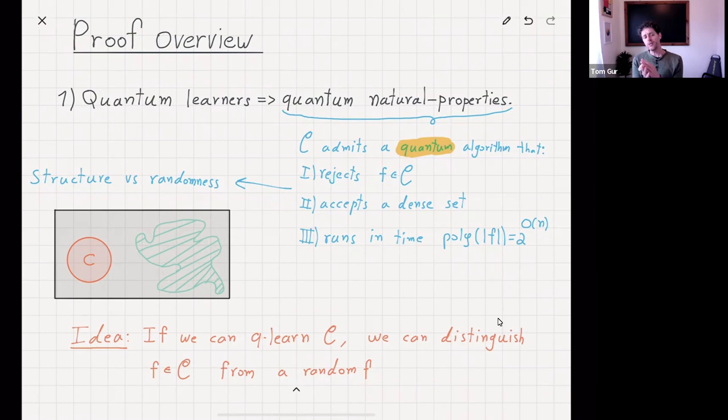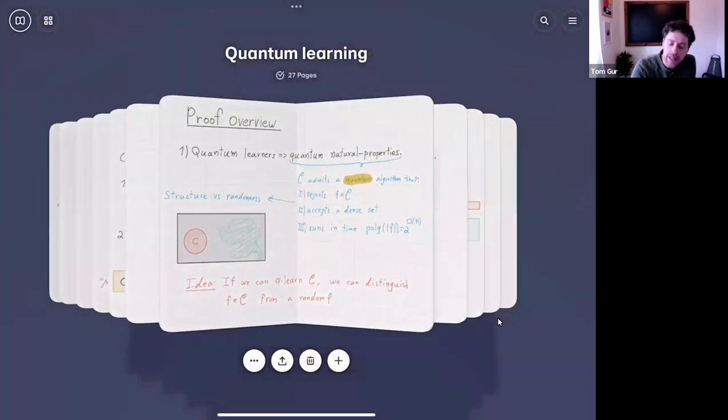Whereas it's not that hard to show that if you are in this dense set, if you're a random function, then with high probability the learner will not give you anything which is correlated with the function. So this is the high level idea. Okay, so this is step number 1.